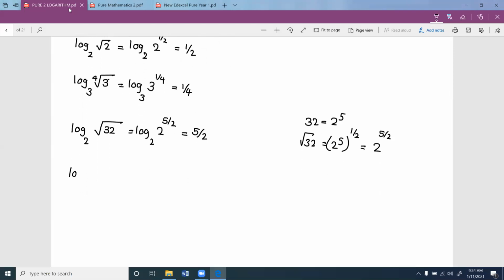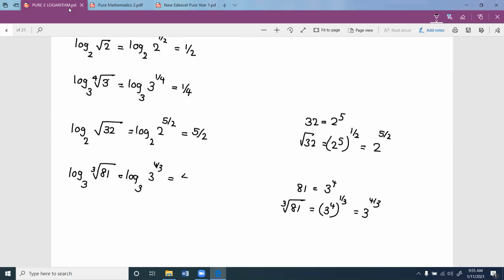If I ask you log 3, I will take 81, the cubic root of it. 81 is 3 to the power how much? 3 to the power 4. Then cubic root, what do you mean by cubic root? Cubic root is power 1 over 3. 3 to the power 4 to the power 1 over 3. So that is 3 to the power 4 over 3. So this is log 3, 3 to the power 4 over 3. Answer is 4 over 3. That's a way of doing this question. Right. Okay, let's go to another question.